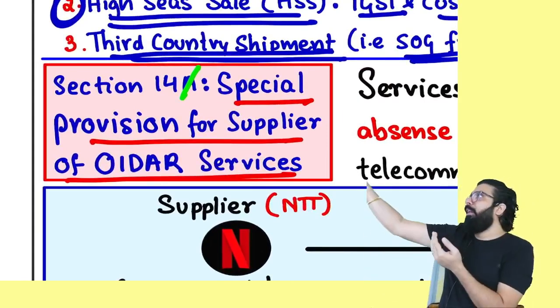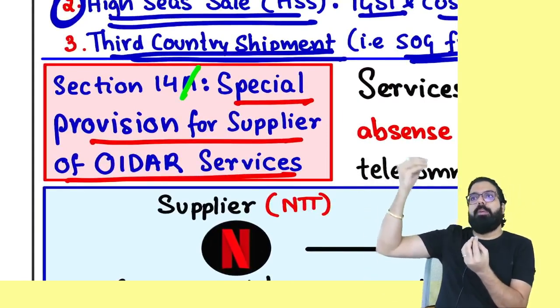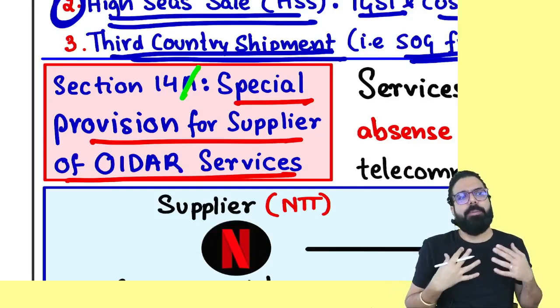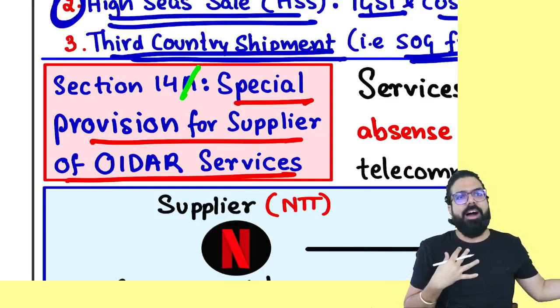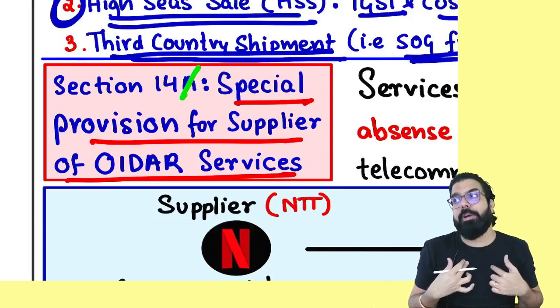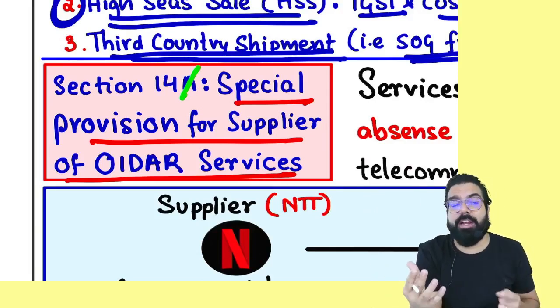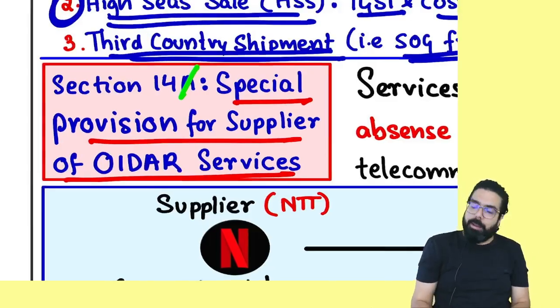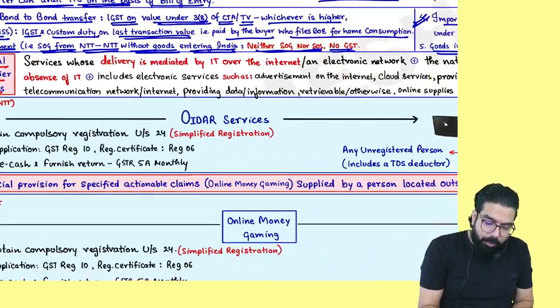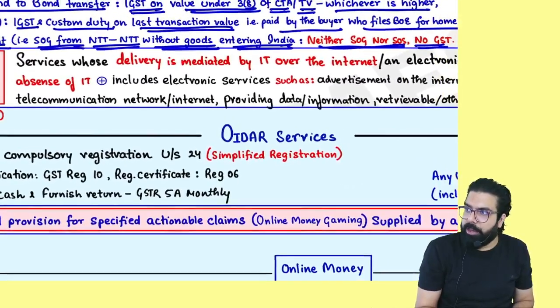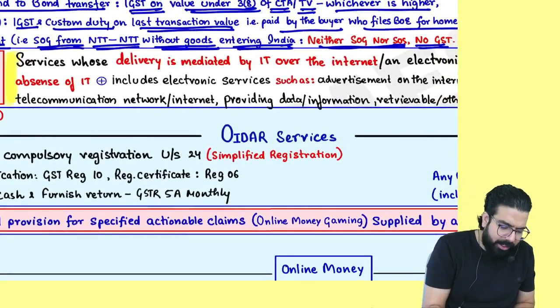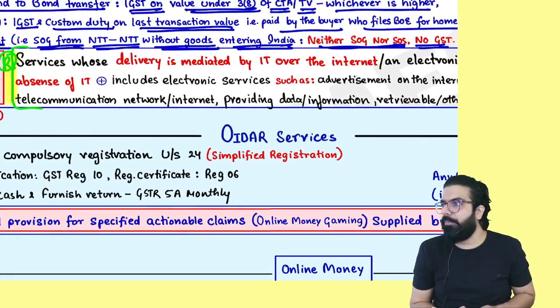OIDAR supplier, Netflix, providing services from outside India. If I am a registered person, I will pay the GST under RCM. But if I am an unregistered person, they will collect the GST from me and pay under the forward charge mechanism. Please remember this important point. I have given the definition of OIDAR over here. This definition is just for the purpose of reading. You can read this definition.